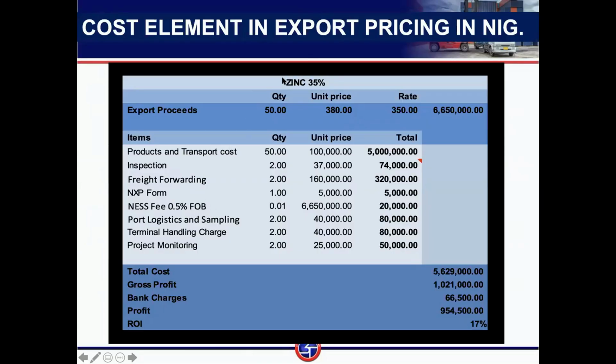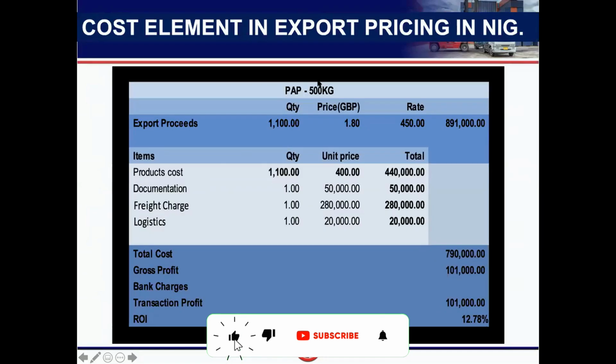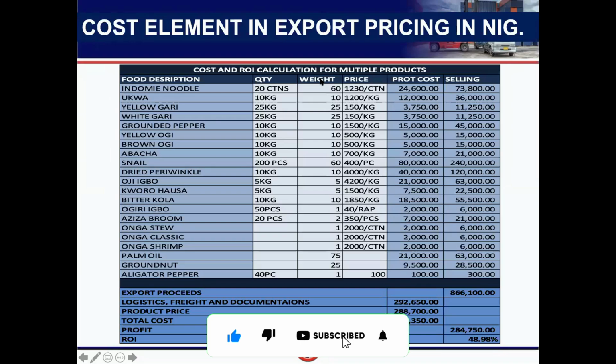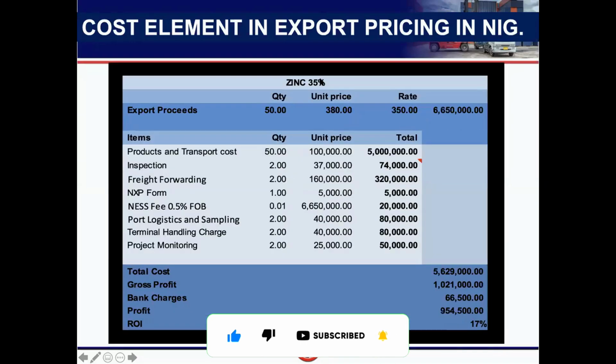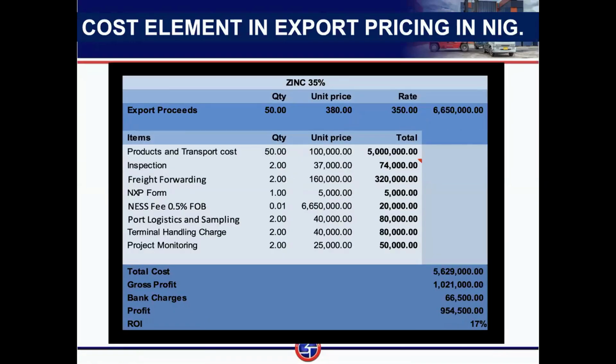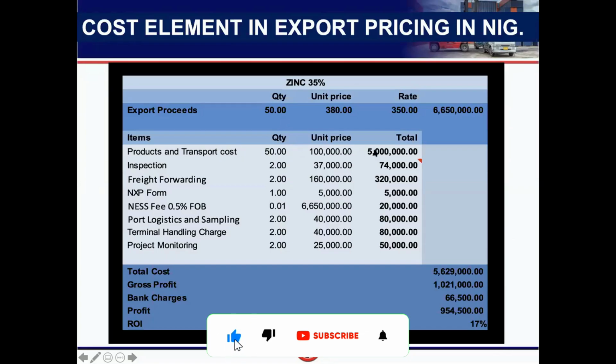Now, this is assuming that I'm exporting zinc or these minerals, 35%. We are also going to do by air, and then we are going to do composite products. So three analyses we are going to do in terms of costing. If you look at this costing right now, you will see that product and transport were lumped together to deliver to Lagos.